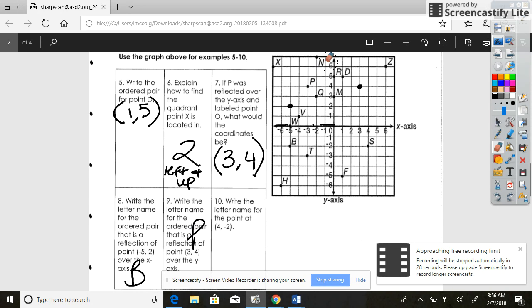Okay, last one for this graph. Write the letter name for the point that is at 4, -2. So if I go over 4 and down 2, that puts me at S. Number 11.